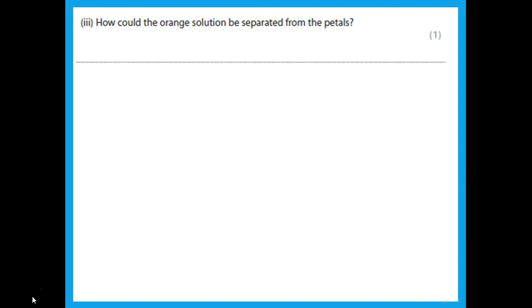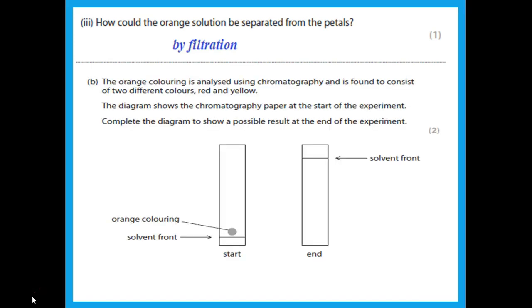How could the orange solution be separated from the petals? Petals are pieces of something that's not soluble floating around in the solution. So I can separate it by filtration. The orange coloring is analyzed using chromatography and is found to consist of two different colors, red and yellow. So if something has two colors, it should give two spots. So he says complete the diagram. That means you need to give two spots, vertically along the same line as where the original spot was. So two on top of each other, something like that.